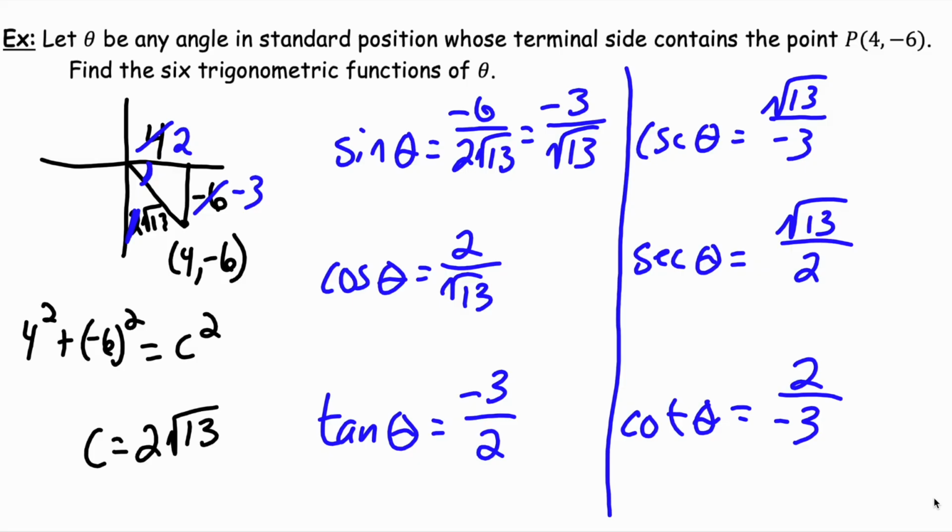All right, so that is how we now draw our triangles anywhere on the coordinate plane in any quadrant. We're going to draw a triangle, fill in our side lengths, and then find our trig functions from there. So, yeah, so that's pretty much it. Let me know if you have questions.